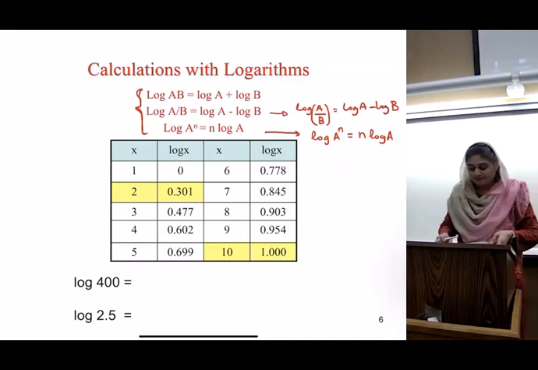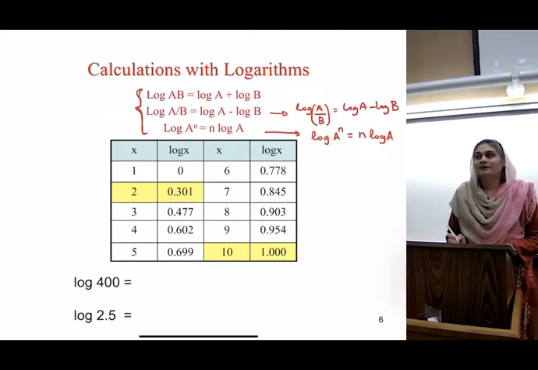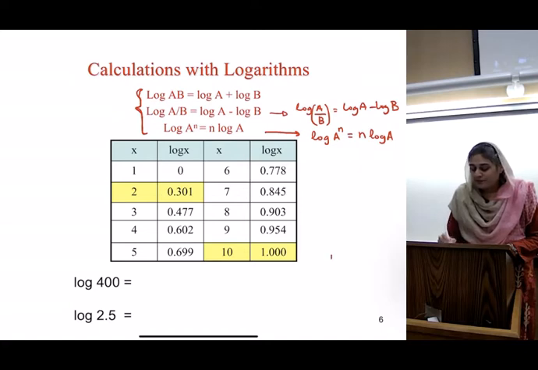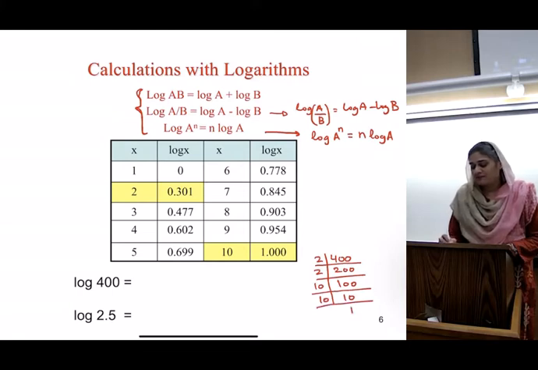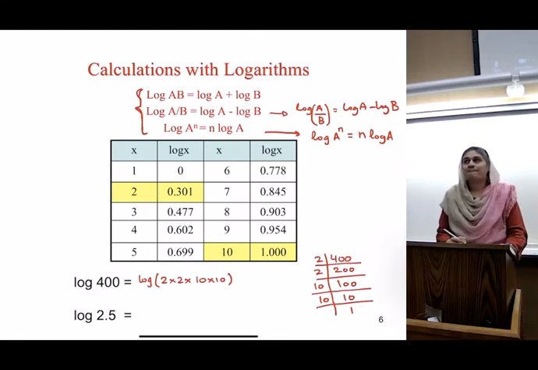So for example, let me say if I needed to do log of 400 and I don't have my calculator, what do I do? Well, can 400 be written as divided by 2 equals 200, divided by 2 equals 100, divided by 10 equals 10, divided by 10 equals 1. So that means I can write this as log of 2 times 2 times 10 times 10. Yes?